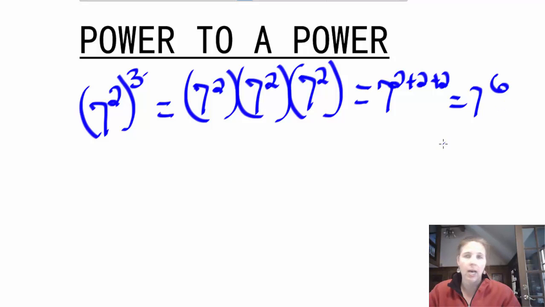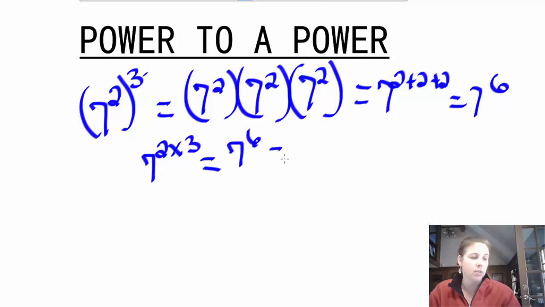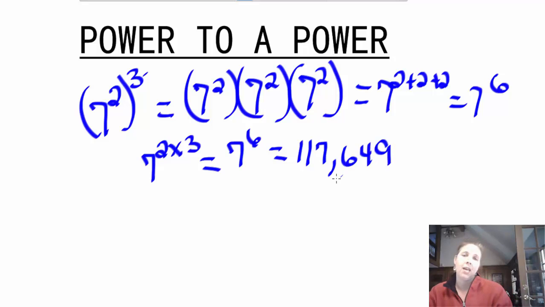Okay, so it's 7 to the 6th. An easier rule, instead of writing all that out, is to know you're just going to multiply. So before you add it here, you multiply. 7 to the 6th, which is 117,649. I would give you a calculator for that. I'm not going to make you do that today.